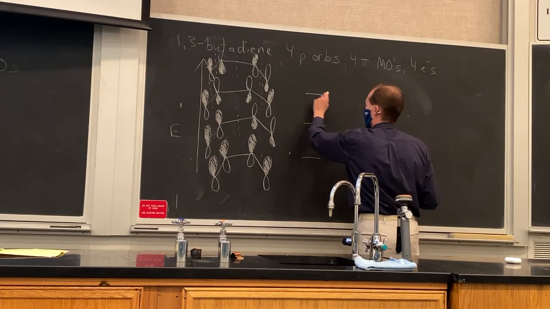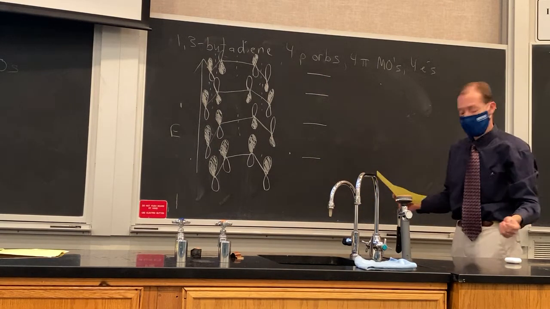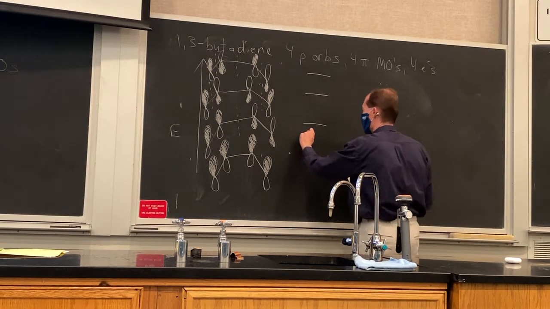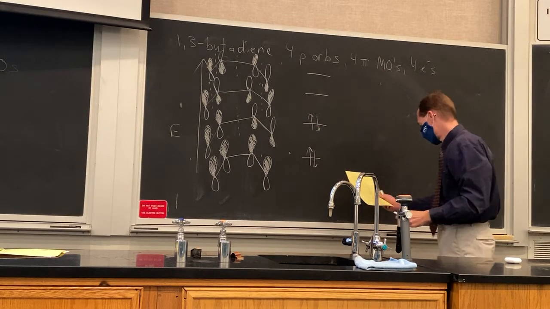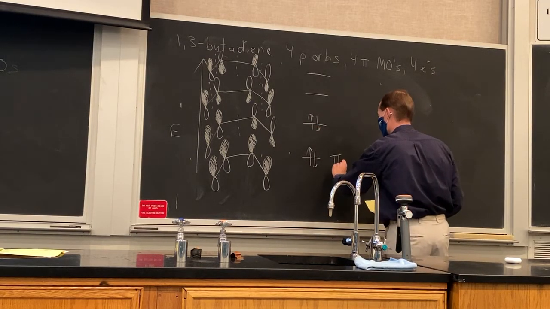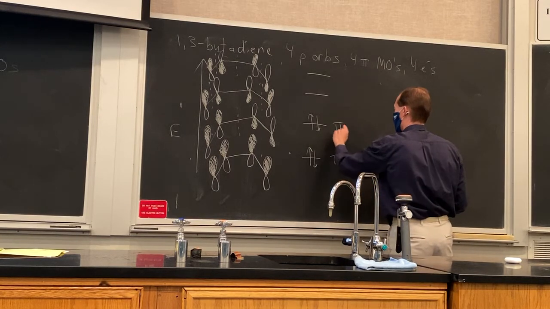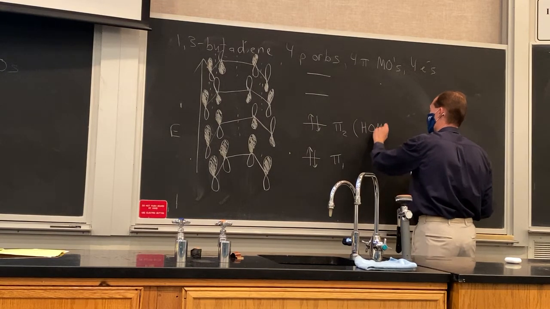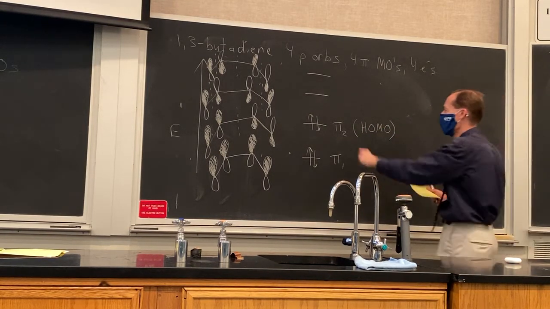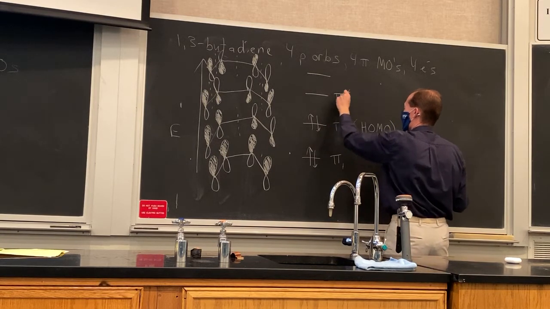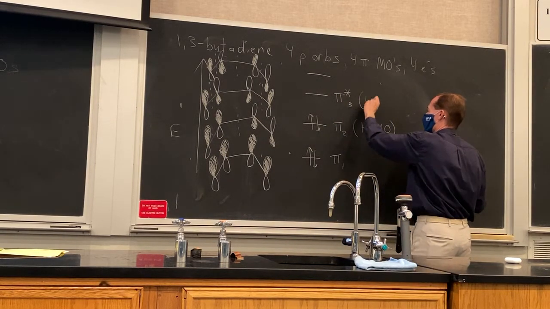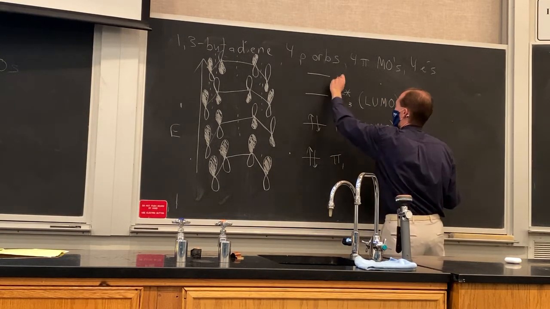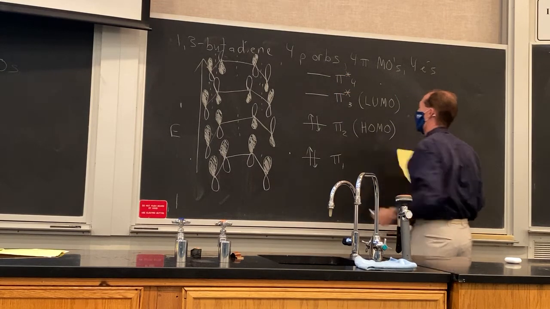So our 4 pi electrons are going to go in the 2 lowest energy molecular orbitals. So we'll call this one pi 1. We'll call this one pi 2. This is going to be our HOMO, highest occupied molecular orbital. And then this one is empty, so we'll call that pi star 3. That's going to be our LUMO, our lowest energy unoccupied molecular orbital. And then we have pi star 4.